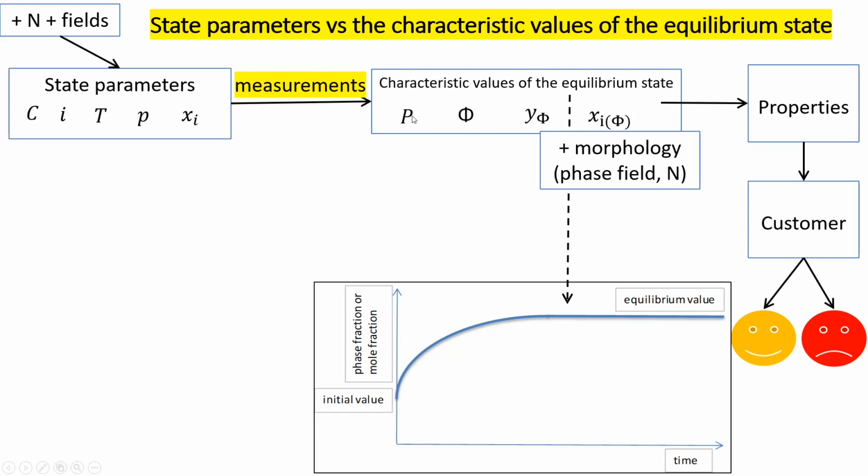And if one such experiment is ready, then imagine we have an Excel file with different columns, providing state parameters and the experimentally measured characteristic values of the equilibrium state. These will be one row in your Excel file, which provides you with the information on how the state parameters and the equilibrium state are interconnected.